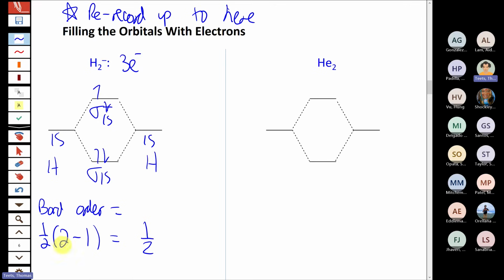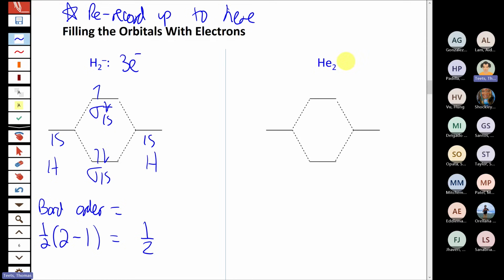But keep in mind that when you're doing these bond order calculations, the two numbers that you're subtracting would add up to give you the total number of valence electrons. So it's just which portion of them are bonding and which portion are antibonding that goes into this equation here. And then finally for He2, which is dihelium.